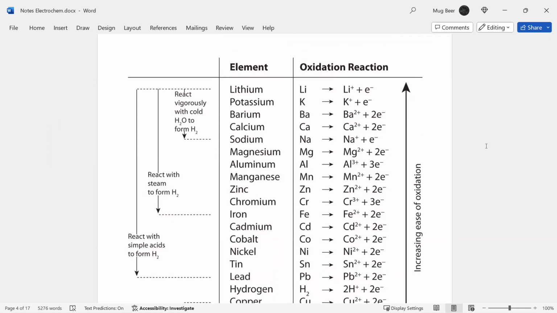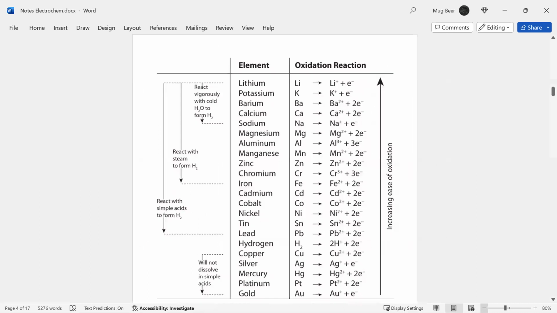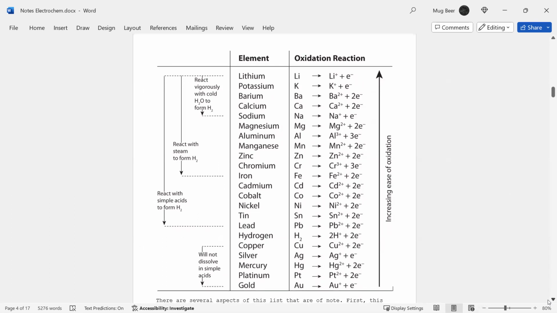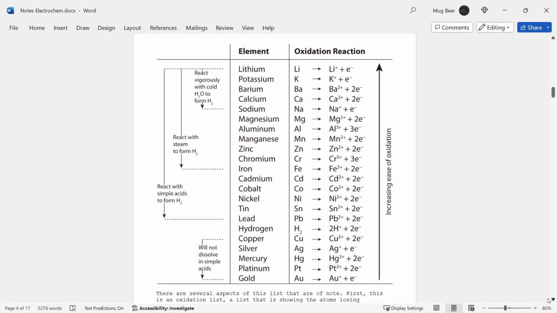So here are a bunch of common metals on this list. Some things to note. This is an activity series, like I said, and the issue with it being an activity series is things that are higher on the list are more active than things that are lower. So lithium is more active as far as batteries go than, say, magnesium or iron. Platinum, mercury, silver, copper, all of those guys are at the bottom. So those would make bad batteries because they don't like to give their electrons away.